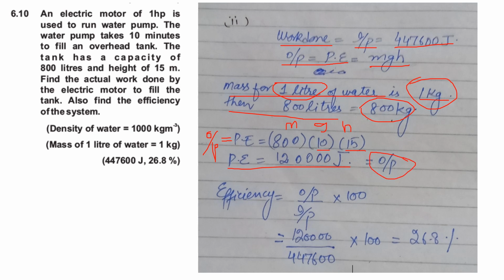Now we have to find out the efficiency. The formula of efficiency is equal to output energy divided by input energy multiplied by 100. The output is 120,000 divided by 4,476 multiplied by 100. And if you calculate this, you will get the answer 26.8%. So this is the efficiency of the machine in this case.